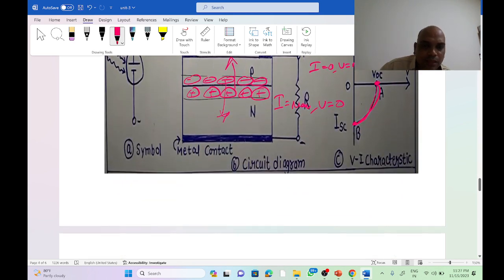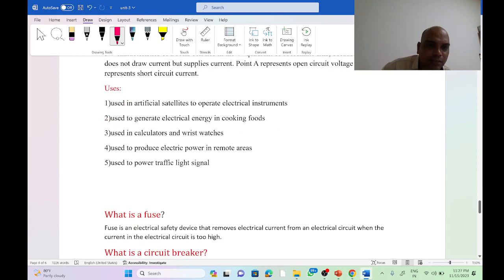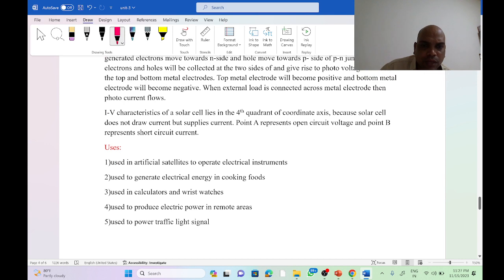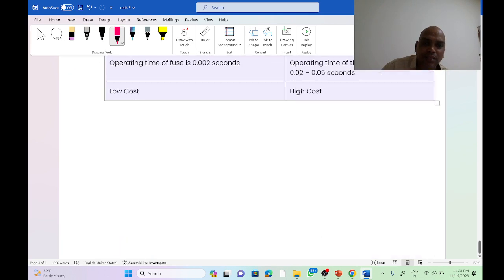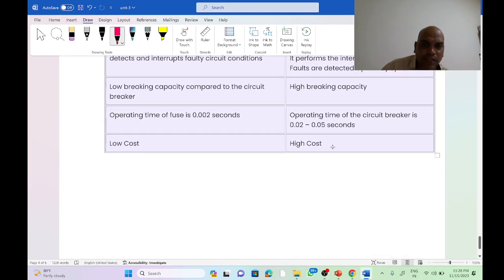So working, uses, everything I mentioned here. Generally, where will I use solar? It is generally used in artificial satellites and electrical energy in cooking food, calculators, wristwatches, electric power in remote areas, and power for traffic light signals. There I will use conventional. So these are the differences between fuse and circuit breaker.